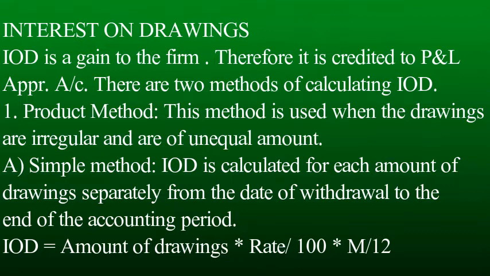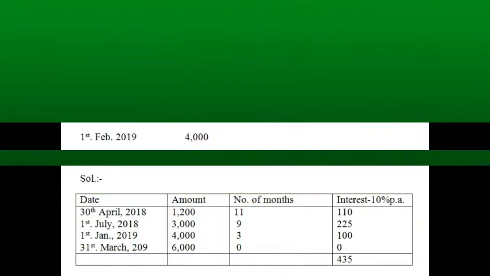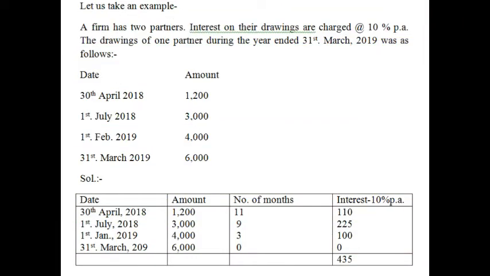Under simple method, interest is calculated for the partners separately. IOD is calculated for each amount of drawing separately from the date of withdrawal to the end of the accounting period. The formula that you follow is IOD is equal to amount of drawings into rate upon 100 into month upon 12. Let us take an example and see how the calculation is done as per the simple method.